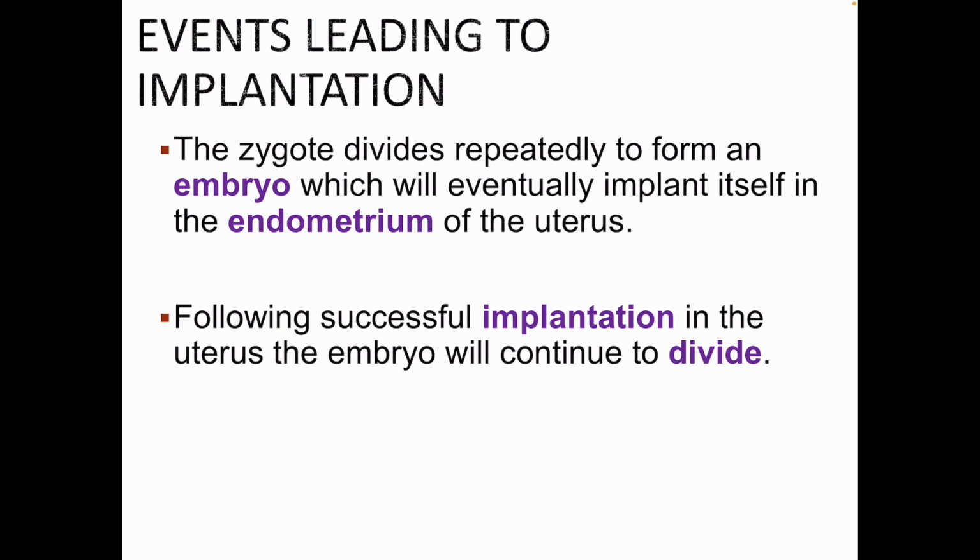Following the formation of a zygote, it will divide repeatedly to form a ball of identical cells that makes up an embryo. The embryo will travel down the oviduct and will eventually implant itself in the endometrium, which is the thickened lining of the uterus. Once it has successfully implanted itself in the endometrium, the embryo will continue to divide and then will eventually become a fetus.